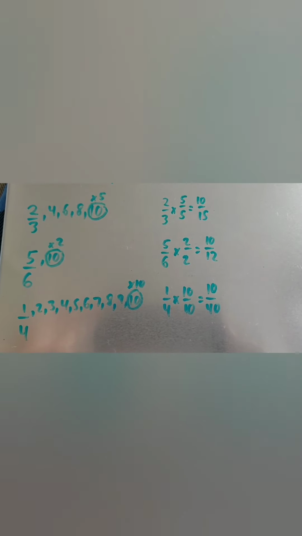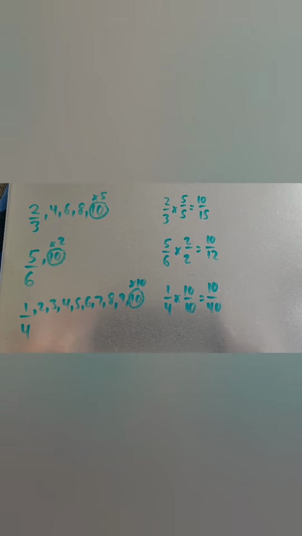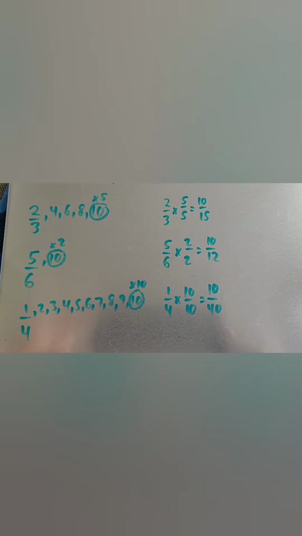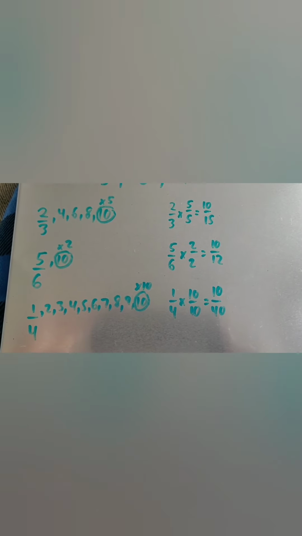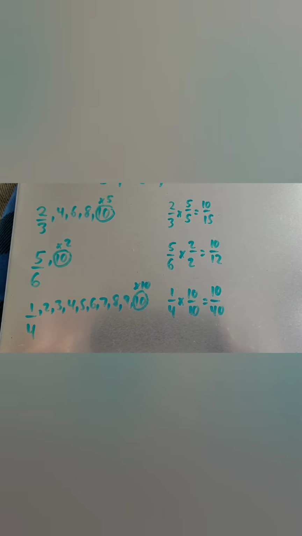And when I skip counted 1/4, I had to skip count the numerator 10 times, which means I have to multiply 1/4 times 10/10, and got the equivalent fraction of 10/40. So 1/4 is 10/40. Now I'm going to line up 10/15, 10/12, and 10/40, and think about, now that they have common numerators, I'm going to reason about their size and what order to put them in.